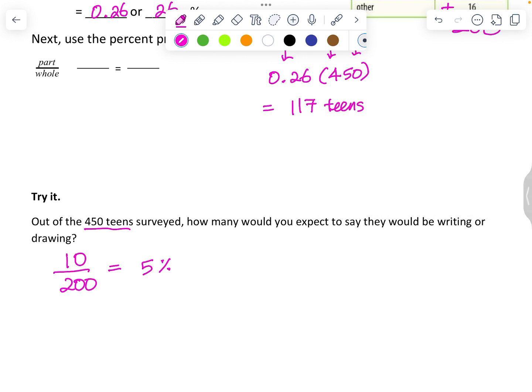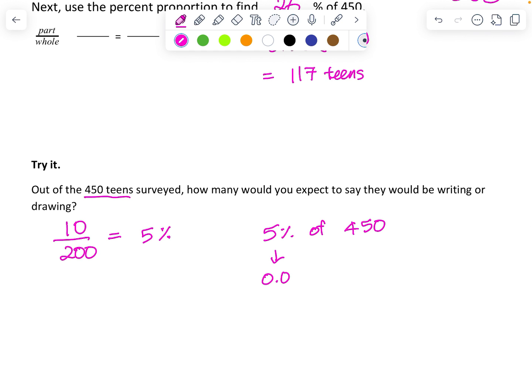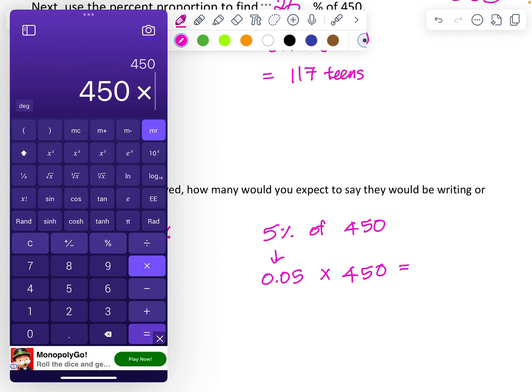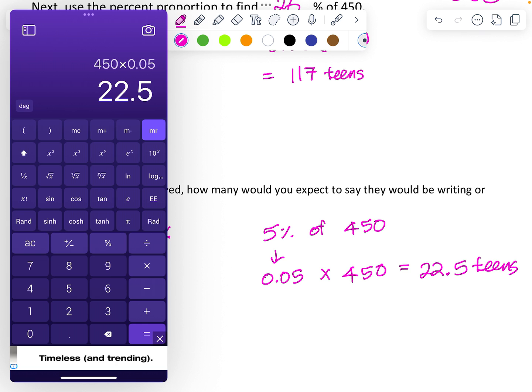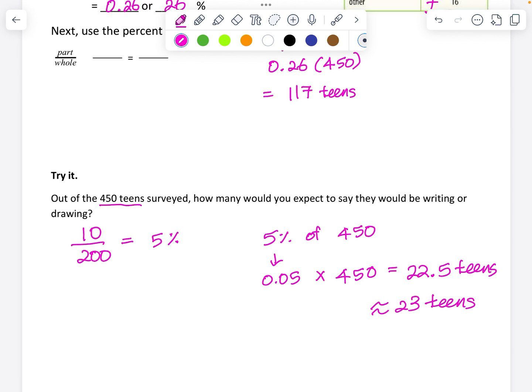Now we have to figure out 5% of 450. So 5% of 450 would write or draw. It's going to be 0.05 times 450, and 450 times 0.05 comes out to about 22.5 teens. You can't have half a teen, so for this one, I would round it to 23 teens. All right, that brings us to the end of the lesson for today.